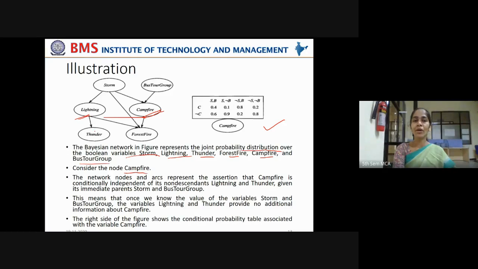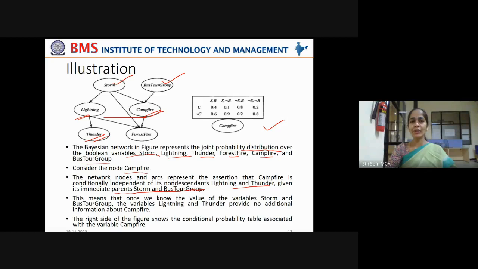These are not its descendants, right? Neither are its predecessors. So it is conditionally independent of its non-descendants, lightning and thunder, given its immediate parents. Storm is a parent of campfire and Bus tour group is a parent of campfire. That means the probability of occurrence of storm and of the Bus tour group will increase the probability of occurrence of campfire or reduce it.